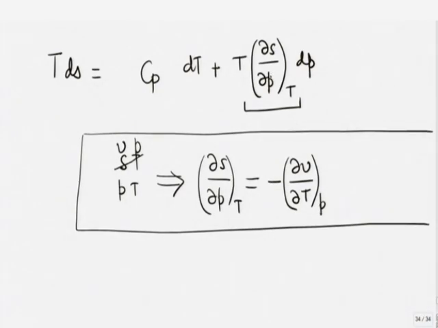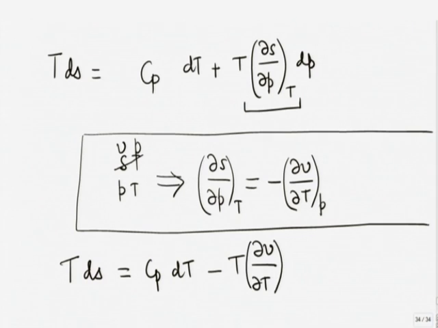So now we replace this by purely PVT data. And that is why this will be either the third or fourth relation or its reciprocal. Okay. So we get the first TdS equation. TdS equals Cp dT minus T partial of V with respect to T at constant P, dP. That is what we were asked to derive.